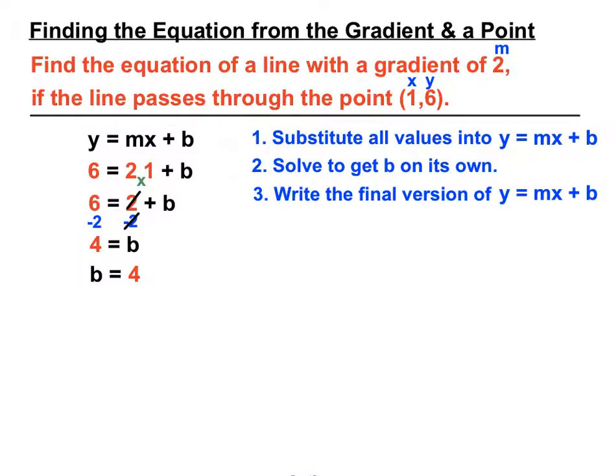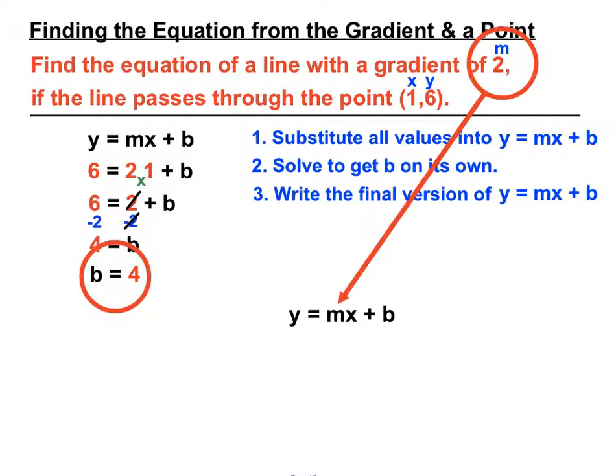Step 3 is to write the final version of y equals mx plus b. Now our gradient was 2. And our y-intercept, our b, is 4. So that's pretty much all we need to write the final version out here. Y equals mx plus b. Let's put our m of 2, so we'll replace our m with a 2. And we have a b value over there of 4. So let's replace our b with 4. And we've compiled a linear equation of y equals 2x plus 4.